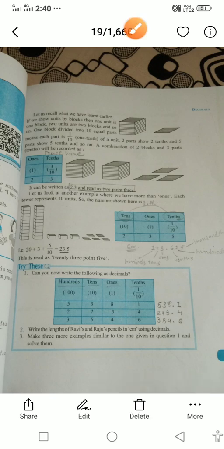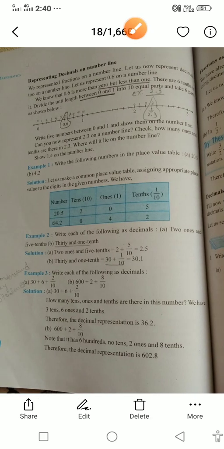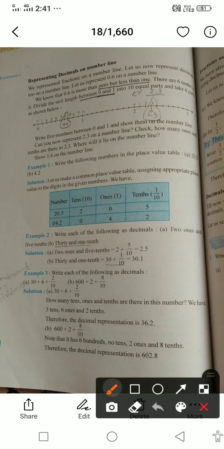Okay, next page, representing decimals on a number line. We have to mention decimal points on the number line. See, I have already marked over here. We have to mention 0.6 on the number line. So first of all, we have to draw this number line. After that, we have to write 0, 1, 2, 3.